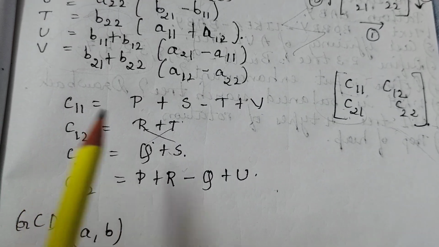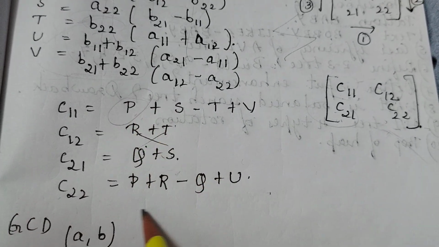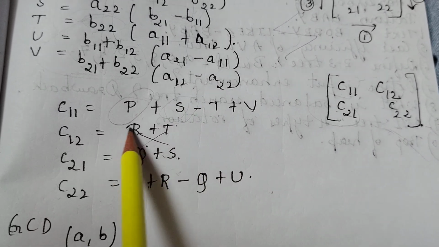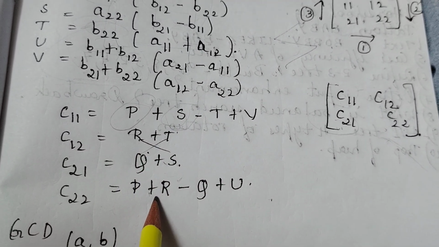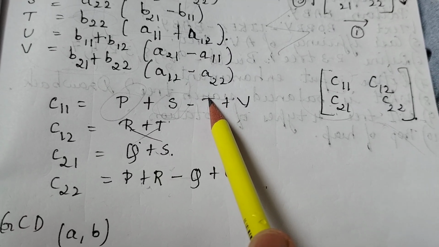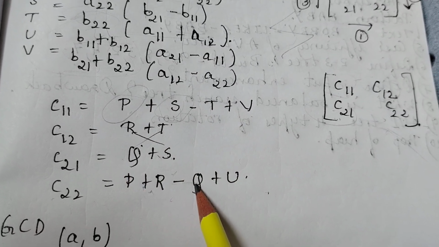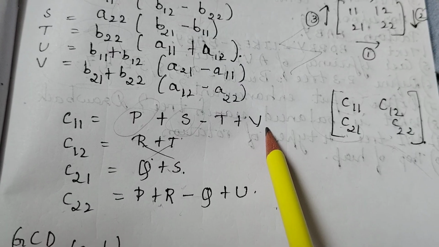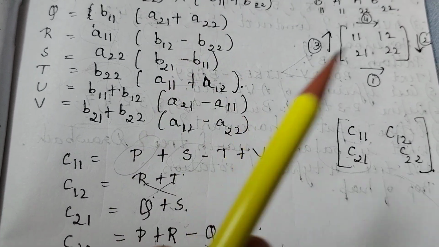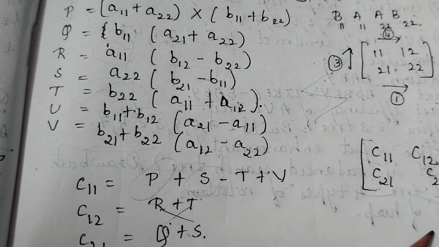But for C22, write the first letter P as it is. Then we have S, right? Look, what is opposite of S? It is R. Minus as it is. Then look at T. What is opposite of T? Q. Then V. What is opposite of V? There is nothing here. But which alphabet is left out? U. So you will write the U. This is how you remember the Strassen's multiplication trick.